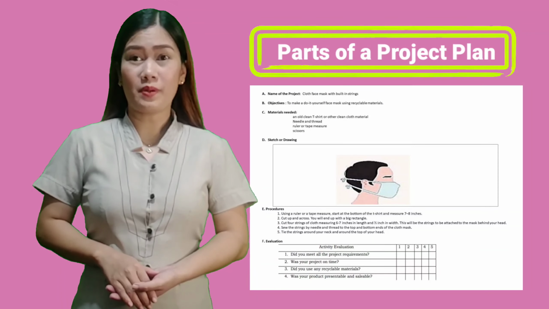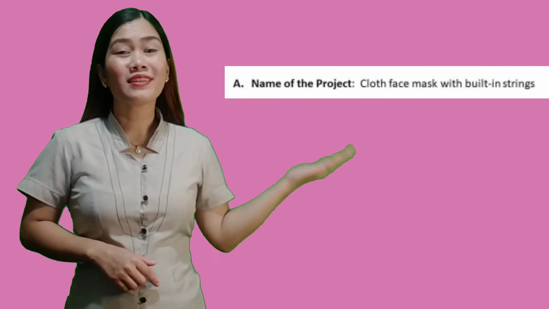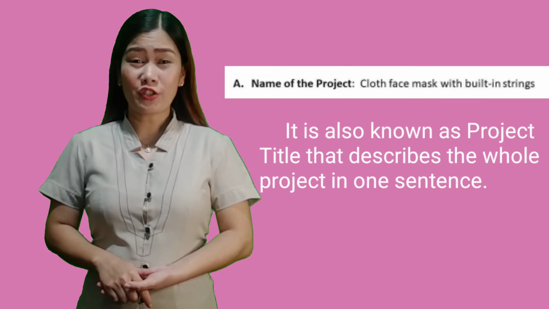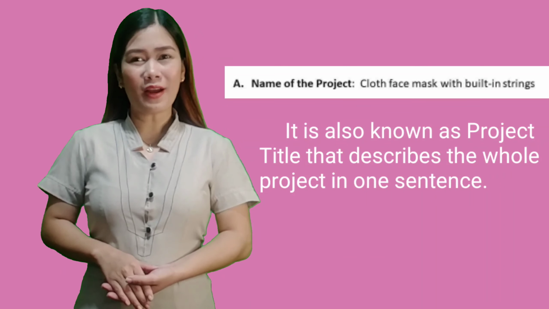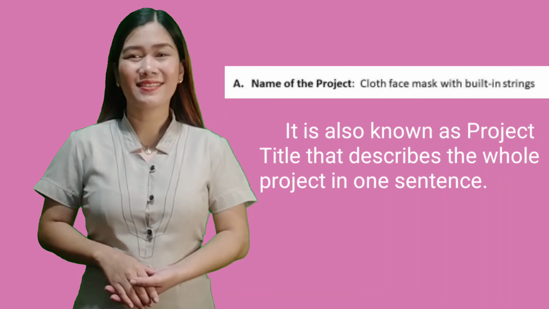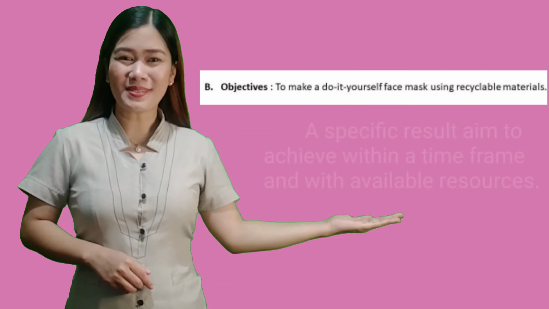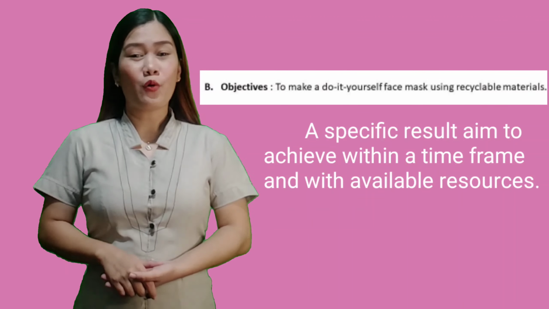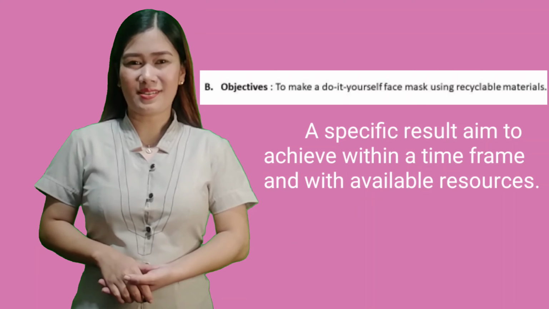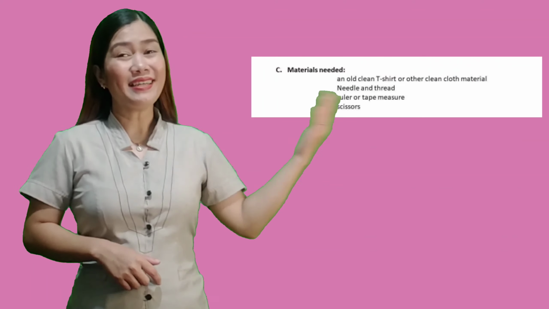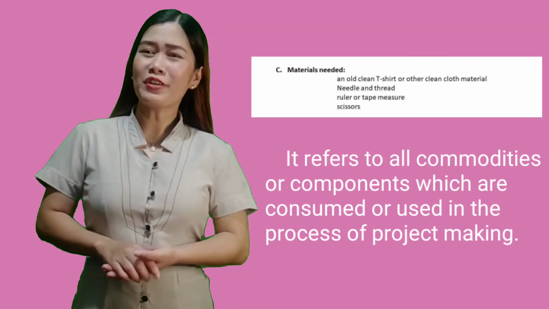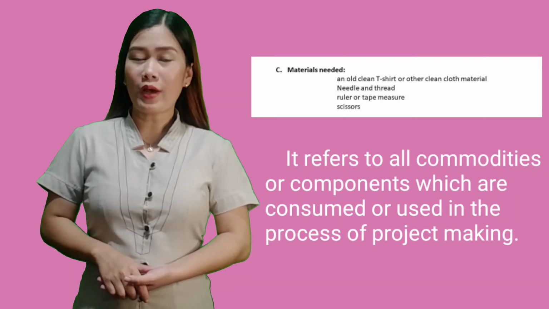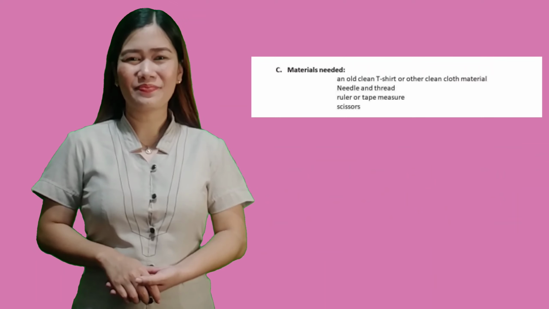The following are the parts of a project plan. First is the name of the project. It is also known as project title that describes the whole project in one sentence. Next, objectives. A specific result aimed to achieve within a time frame and with available resources. And the third is materials. It refers to all commodities or components which are consumed or used in the process of project making.